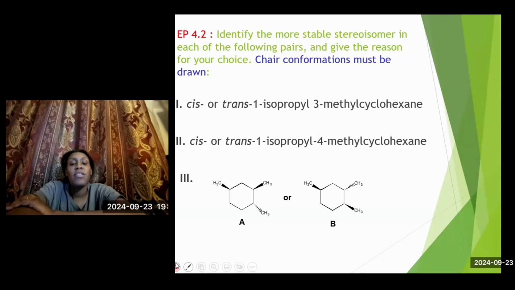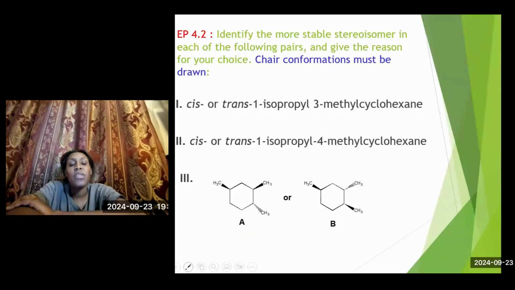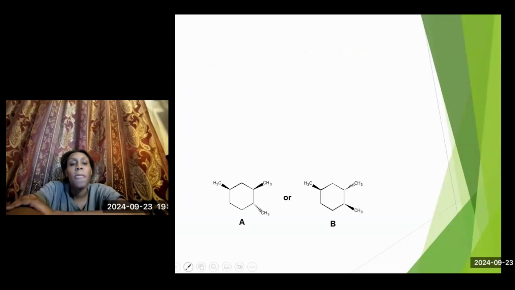All right, and here's some more questions for you guys to go through. So I'll let you guys go through those. And this is kind of asking, is cis or trans 1-isopropyl 3-methylcyclohexane more stable than the other? And then you have some other ones there, and then you have some questions here. All right, so these are the questions that I want you guys to answer.